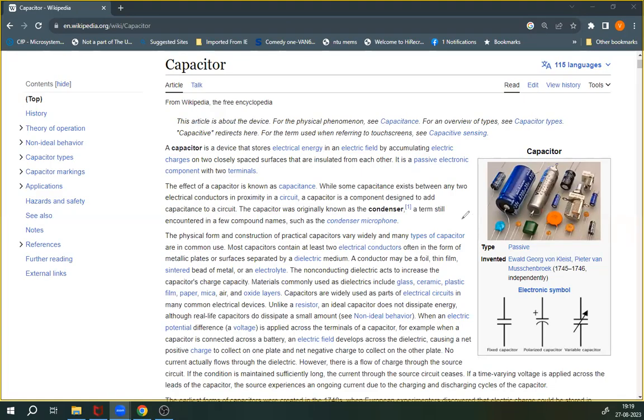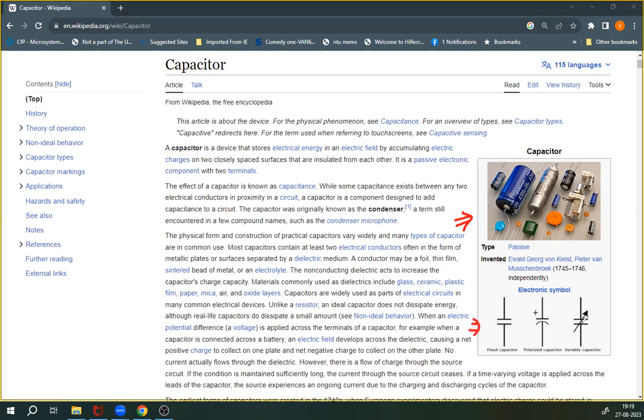Hello, so let's have a look at the capacitor discussion. In the previous module, we have seen various types of capacitors, as shown in the pictures, and you can see they come in a variety of sizes. A capacitor is a two-terminal electrical passive component, and the symbol is shown over here.